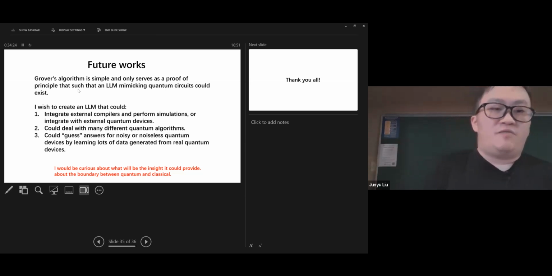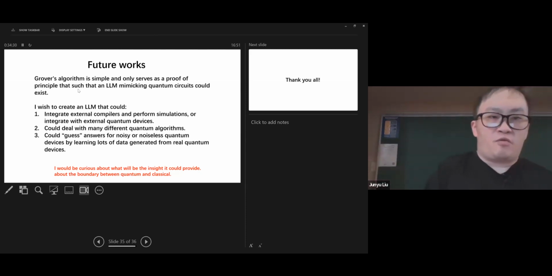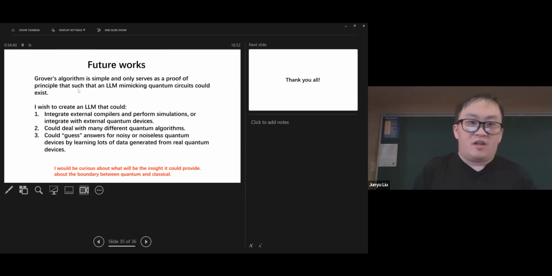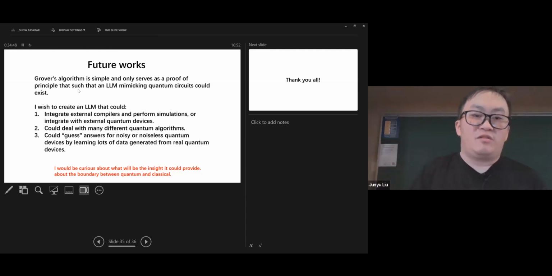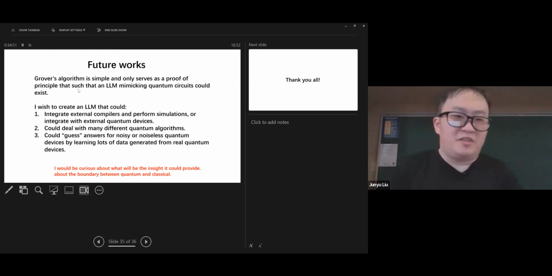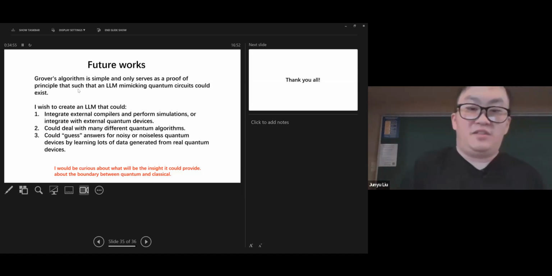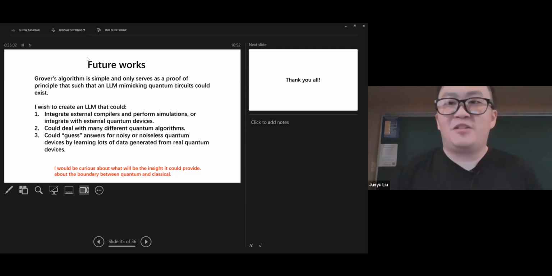In the future, what I wish to do along this line is to create an LLM that can be called a foundation model for quantum, that can integrate external compilers and perform simulations, or integrate with external quantum devices, and can deal with many different quantum algorithms. And it can also guess answers for noisy or noiseless devices by learning lots of data generated from real quantum devices. I hope that if that were realized, it could provide insight about the boundary between quantum and classical. Thank you very much. This is my talk.